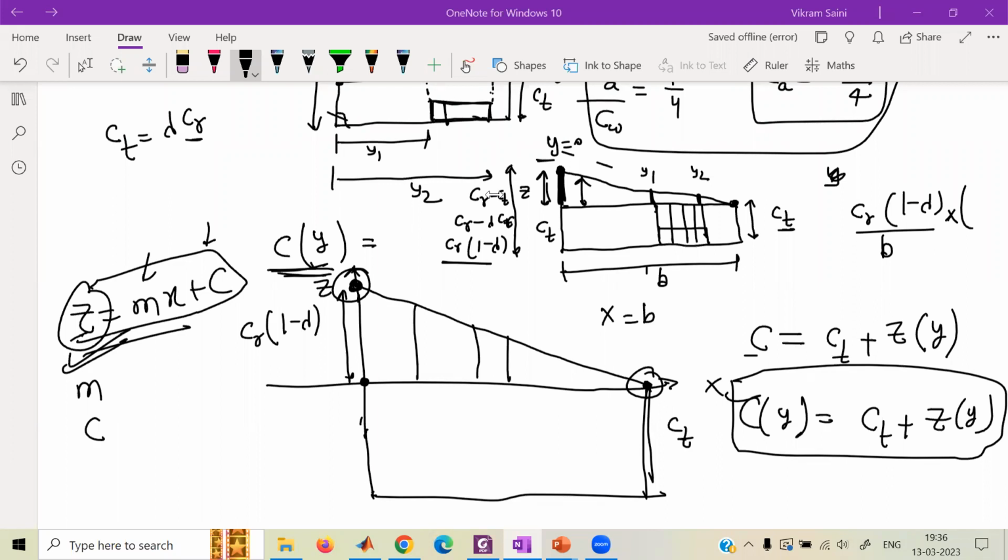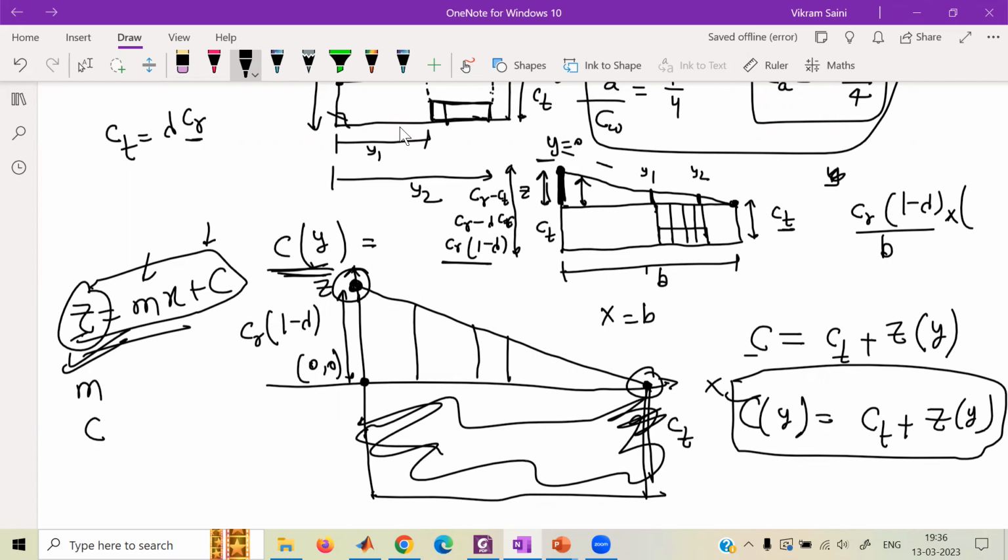Okay, fine. Just think about this. This is your origin 0, 0, and it's a coordinate frame you're looking at. Forget this length; it's useless. It's a constant number you're adding at every station. Now you just have this equation. Instead of z you can call it y. Your equation will look like y equal to mx plus c.